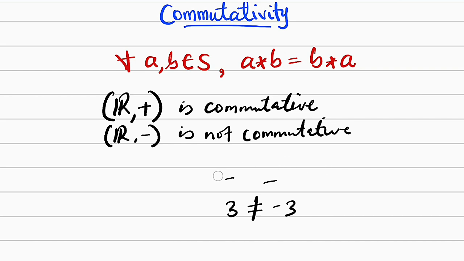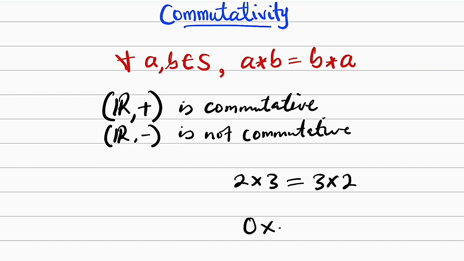What about multiplication? Take two numbers like 2 times 3. Is this the same thing as 3 times 2? Yes, definitely true, because this is 6, this is 6. 0 times negative 5 is the same thing as negative 5 times 0. So in general, multiplication is commutative, and you can test for various numbers. So multiplication under the set of real numbers is commutative.